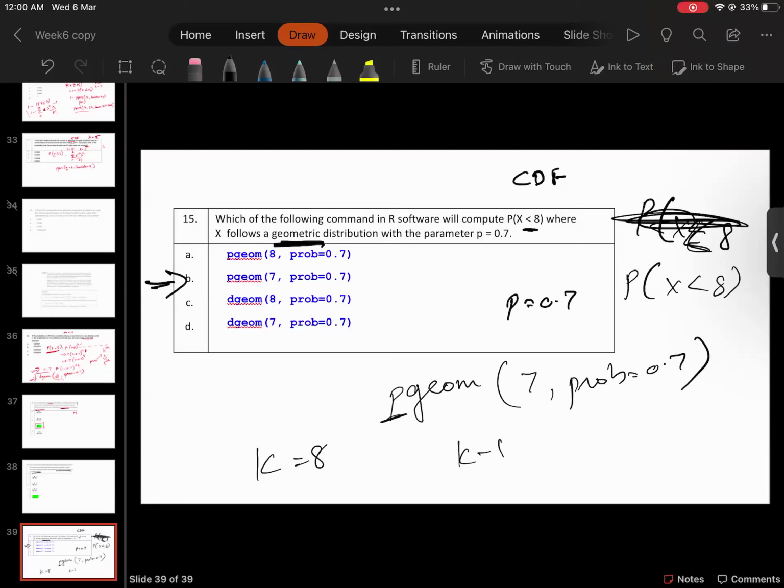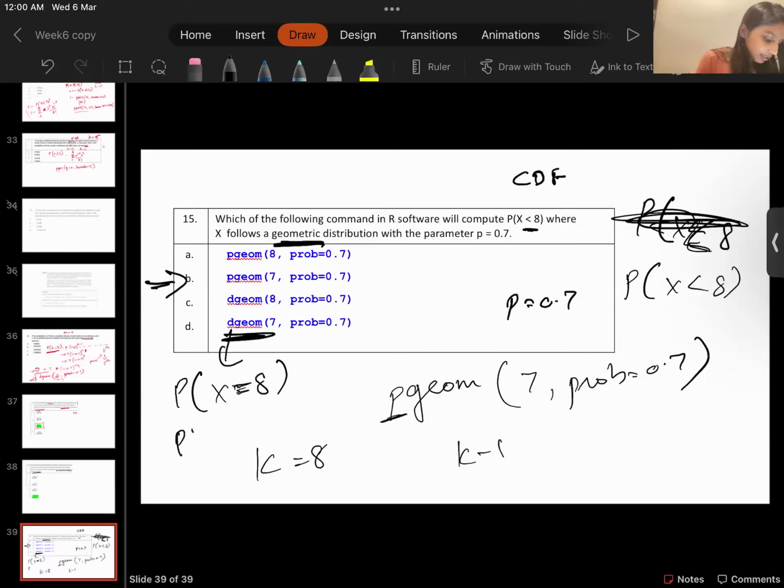One more, D is there, ma'am. What is that? Option D is dgeom. You use dgeom when you want to calculate P of x is equal to exactly 8. So this is for a PDF. When you want to do a PDF, you do dgeom. When you want to calculate a CDF, it is pgeom.